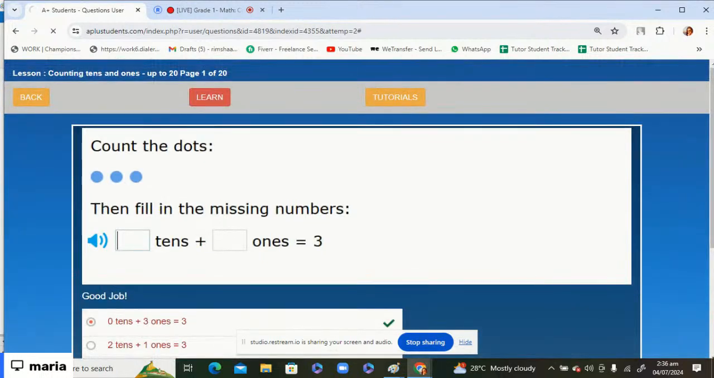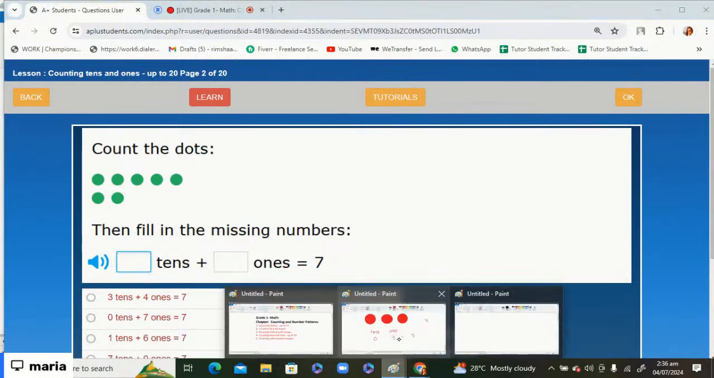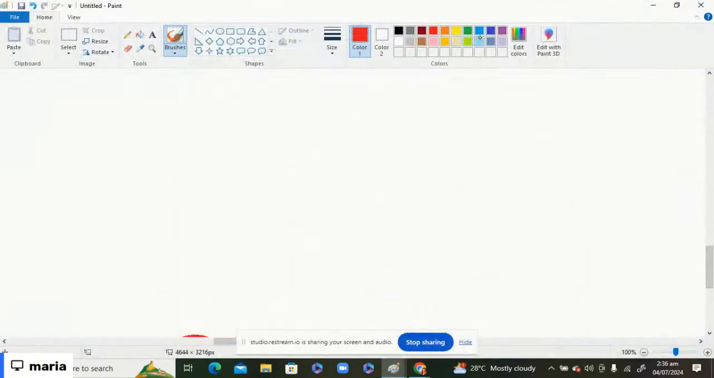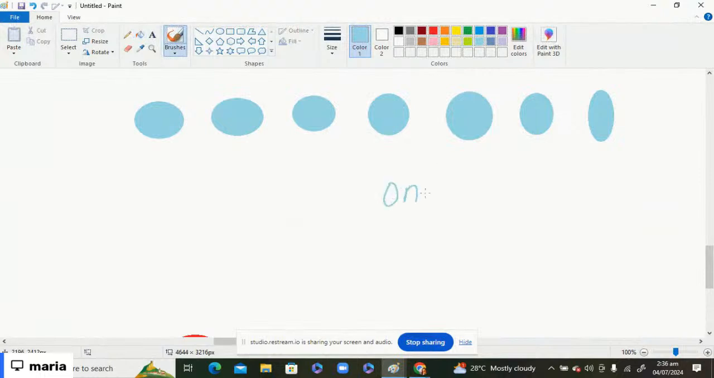Okay, now let's do this one. So how many total dots are here? Count the dots, then we will solve it. So I'm going to draw the dots here. So these are the dots. How many total dots are there? Count them, and then tell me which one is in the ones place and which one is in the tens place.